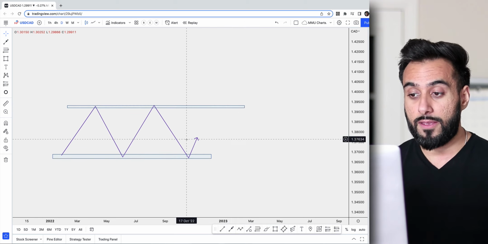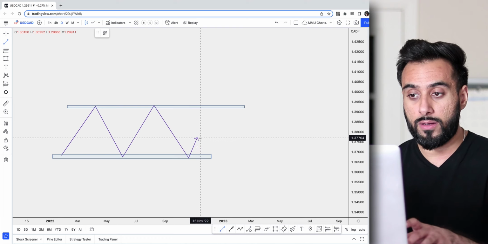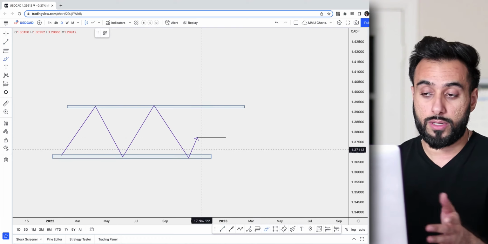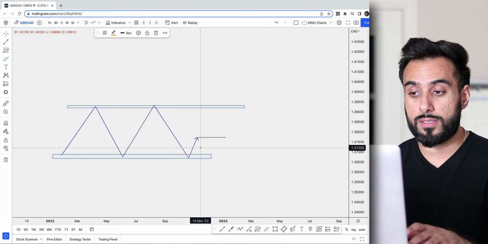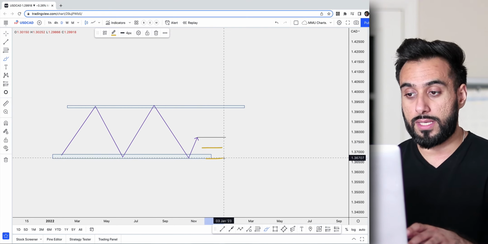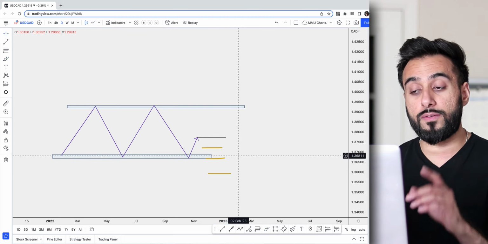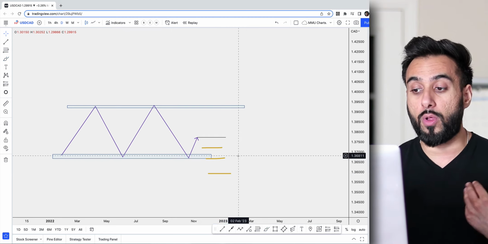Question is, if you entered right here, there are some possible stop losses you would be able to choose. You could put your stop loss, let's say here, you could put your stop loss here, or you could put your stop loss here. Question is, which one of these will make your trade no longer valid?